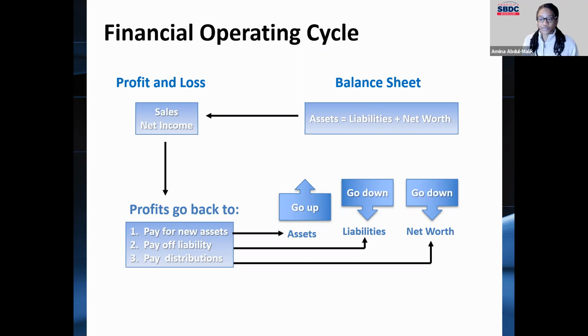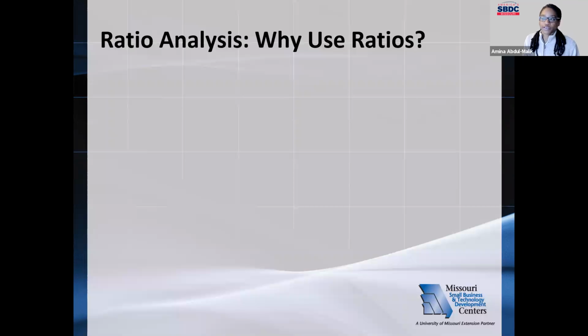But where those profits should be going from the business is into new assets that will help you make more sales and net income, or to pay off a liability or some debt, or to pay distributors, suppliers, or other parts of that sales process. Hopefully with those profits, your assets will go up and your liabilities go down because you're paying off debt and suppliers. And the net worth goes down because you're putting that money back into the business. So let's jump into the ratios.